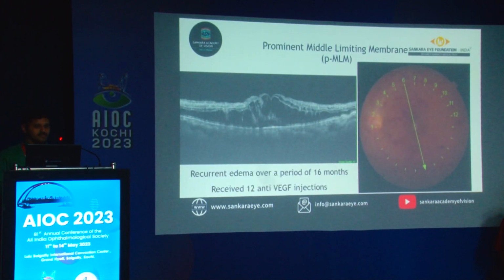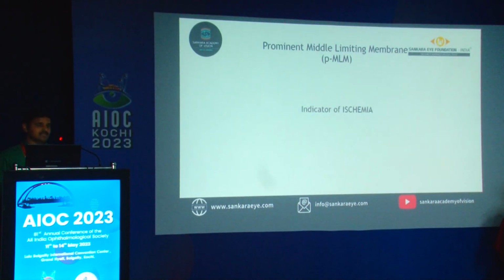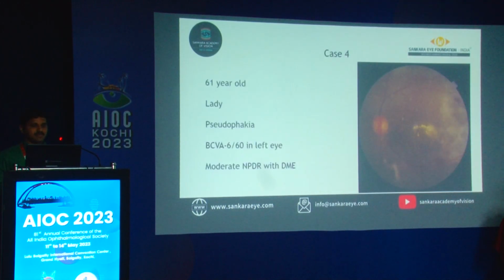This case in future developed recurrent edema over a period of 16 months, received 12 anti-VEGF injections, and also developed rubeosis iridis after 12 months. He was treated with PRP and still continued on anti-VEGF therapy. So the prominent middle limiting membrane indicates ischemia. The patient presented with relatively good vision and not much edema at the beginning, but we could see the prominent middle limiting membrane in the entire macula, which may be an indicator that there was significant ischemia in this case.